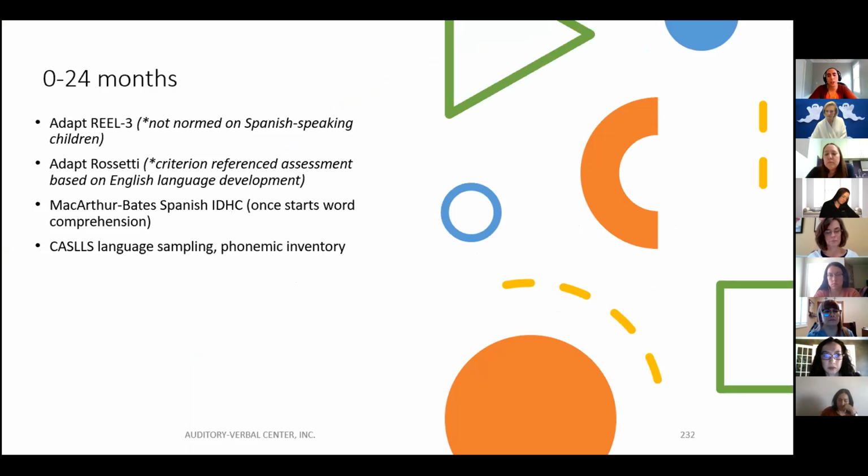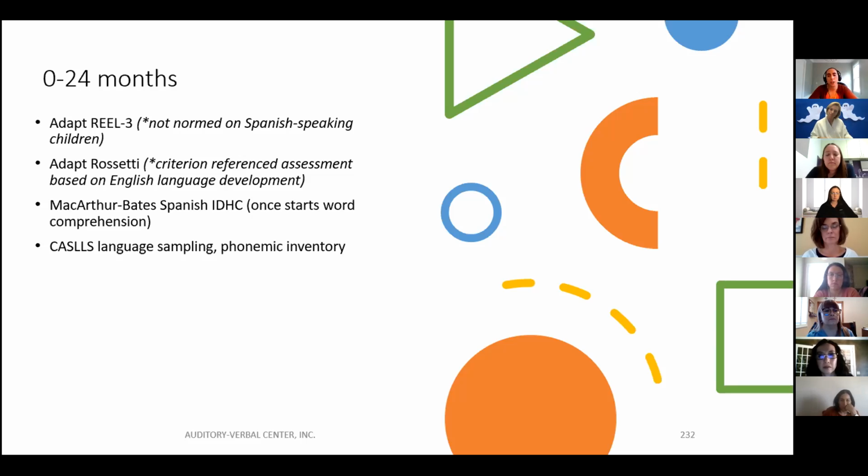I'll use the adapted Rossetti. I'll use MacArthur-Bates for sure, because we do have an official version of that in Spanish. Then I'll also use CASTLES language sampling. So the CASTLES do go down to that age range. But again, you can't get a true score. And for our clinic, I know Medicaid requires actual scores, which is why I have to give the REEL and Rossetti. Although, those scores, again, put a big asterisk, put a disclaimer, because they're not fully valid since they weren't developed for Spanish-speaking children.